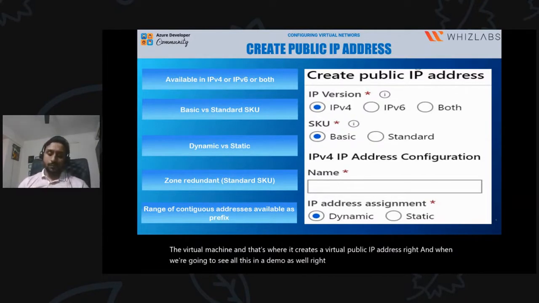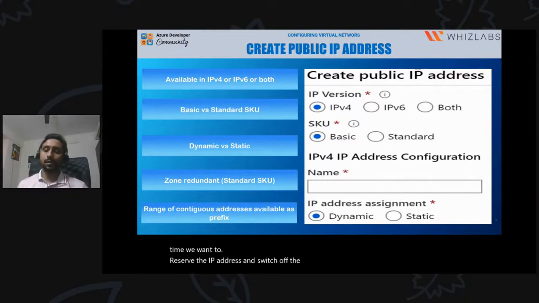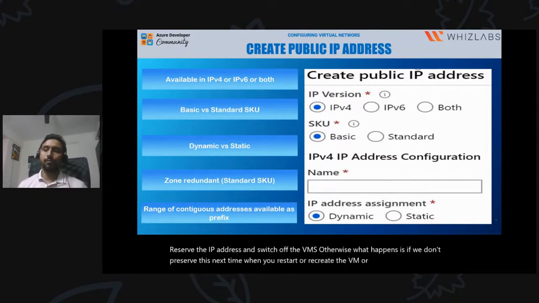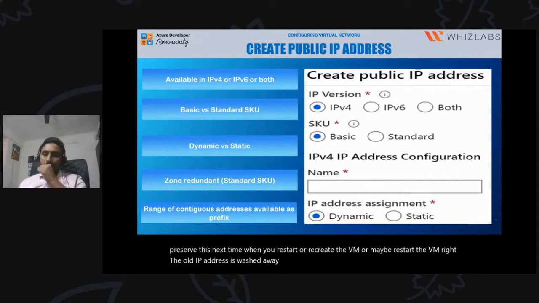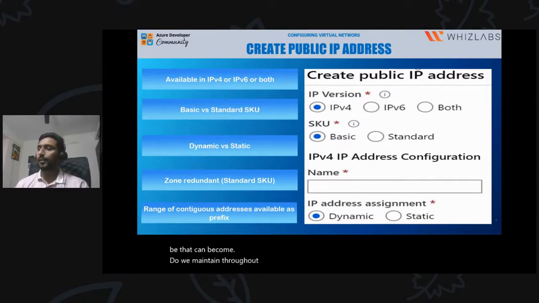Now the thing is, once we create a public IP address and once we turn off the VM, there can be two things. One, we can preserve the IP address. There are cases, let's say you are using a development VM, or you want to give it to a developer, or maybe you're using it for a particular system. At that time we want to preserve that IP address and switch off the VMs. Otherwise, if we don't preserve this, next time when you restart or recreate the VM, the old IP address is washed away, and a new IP address is assigned. So that can be cumbersome to maintain throughout the process.